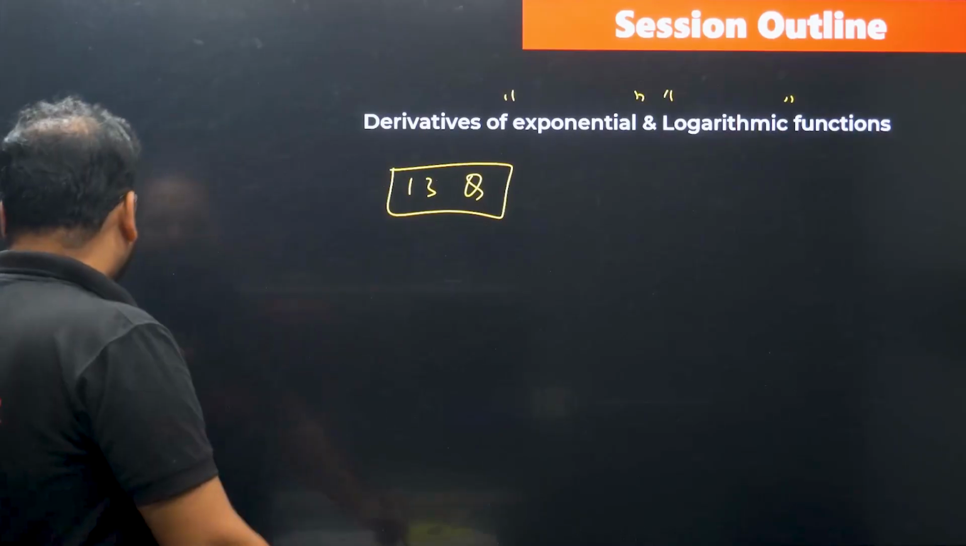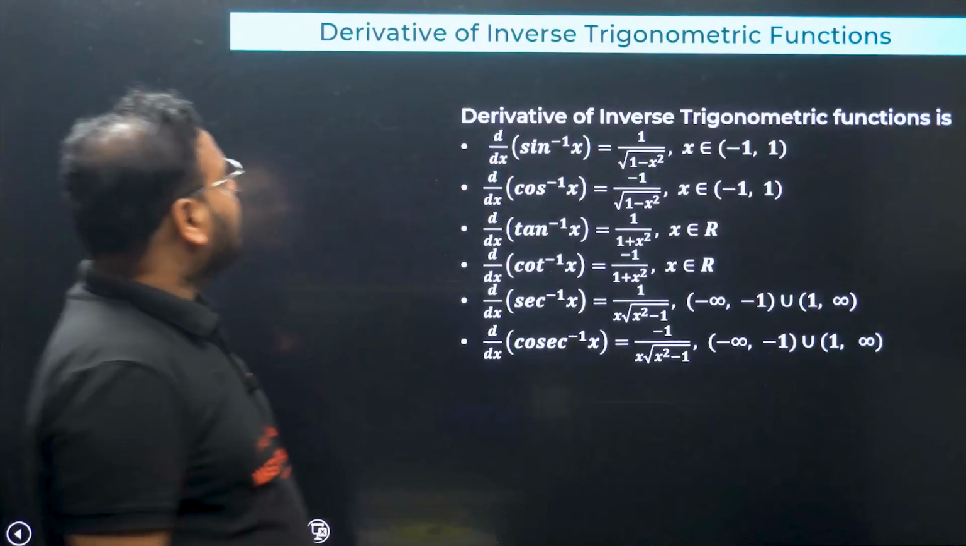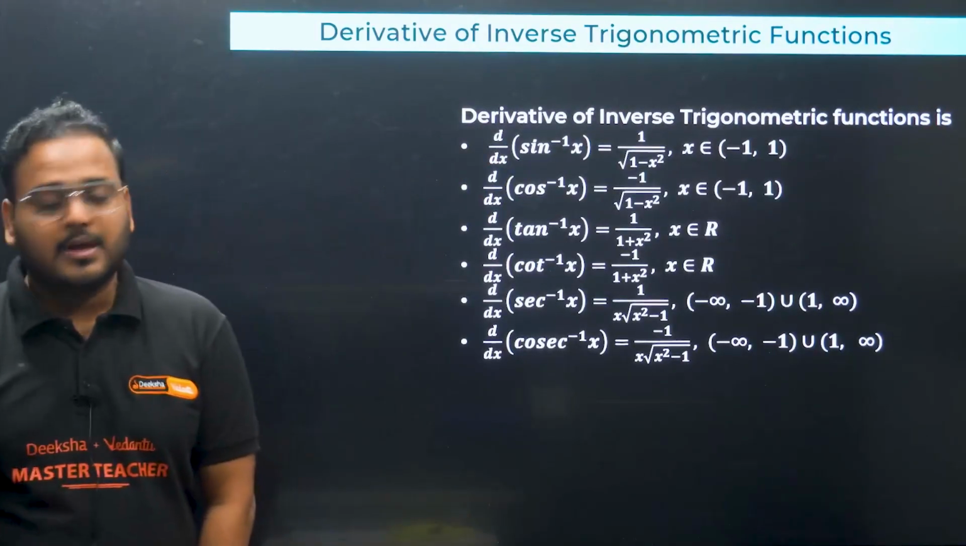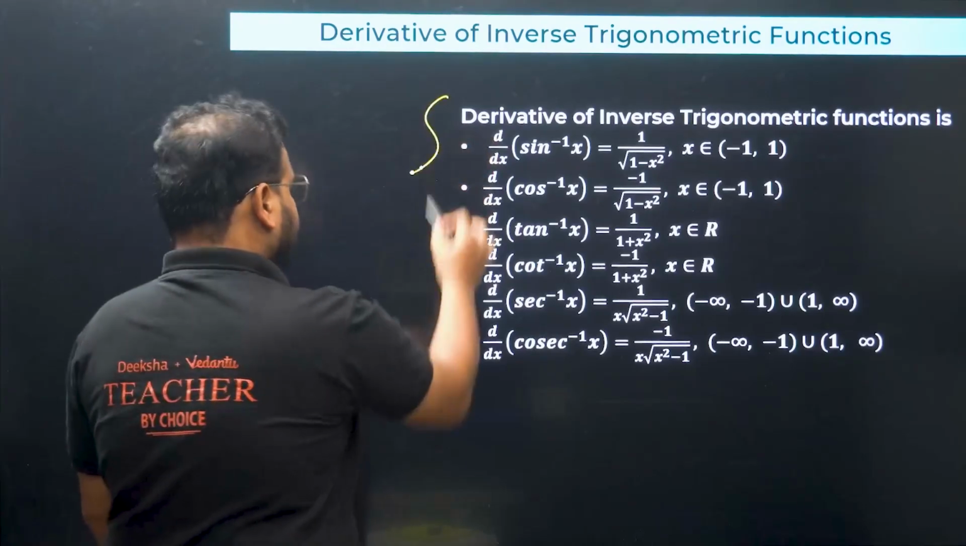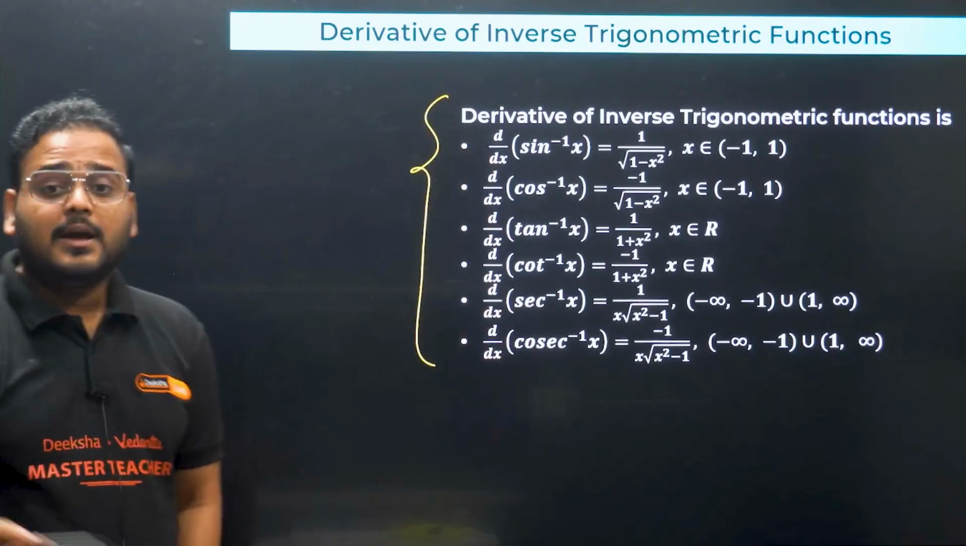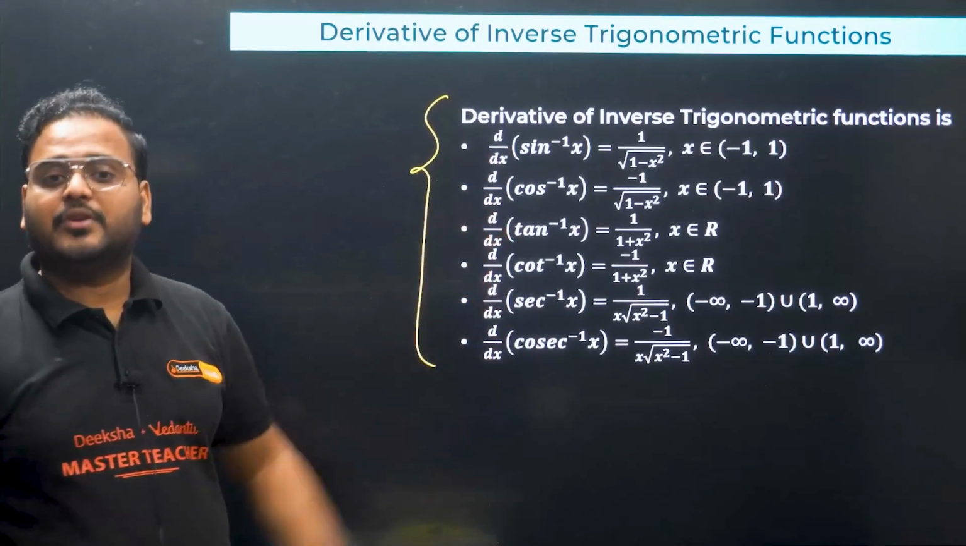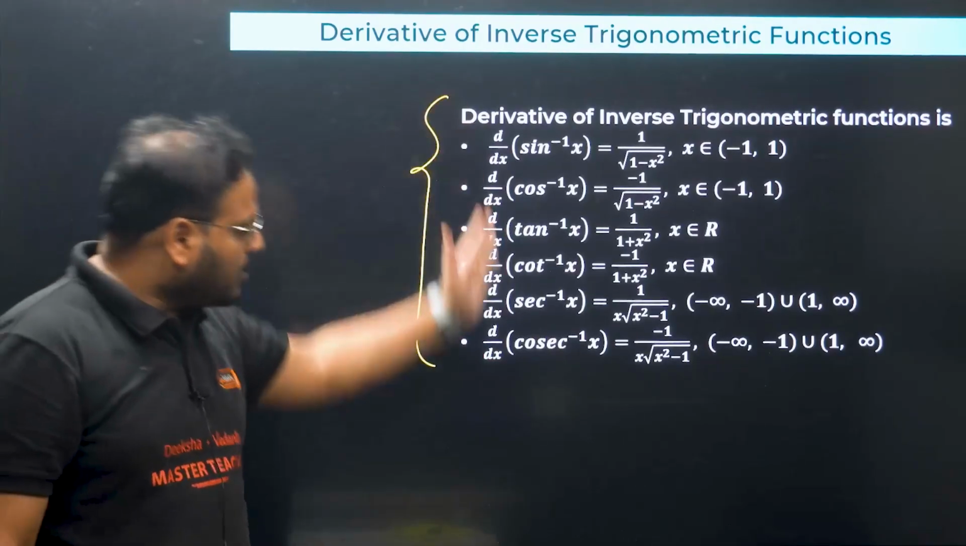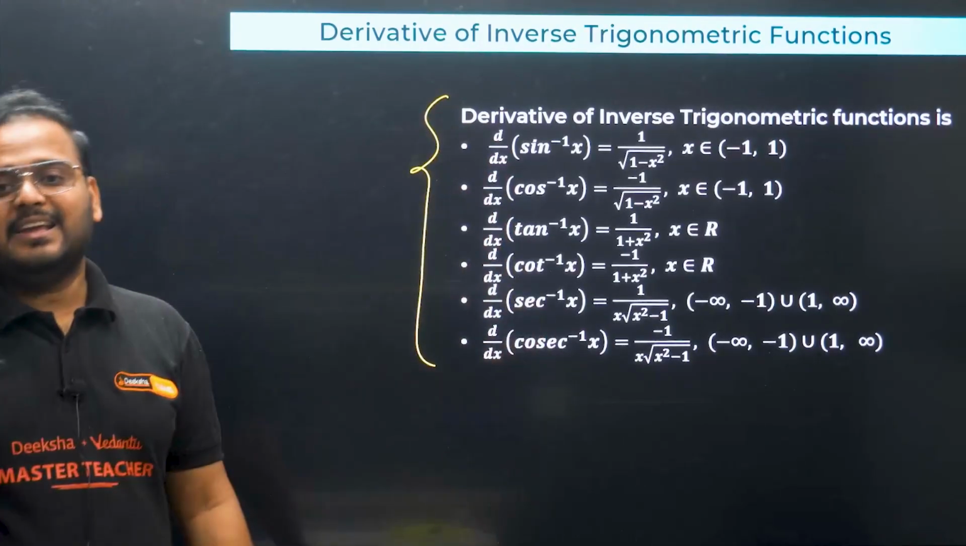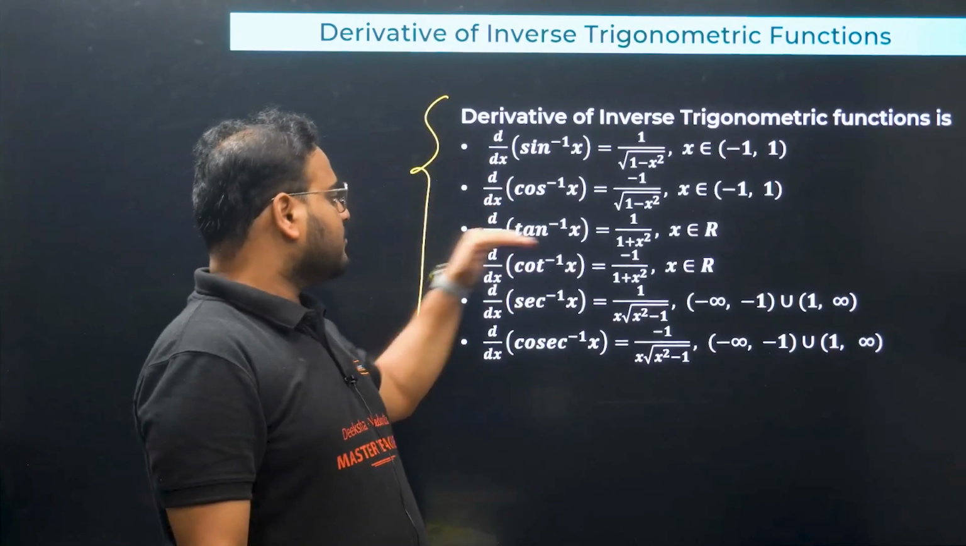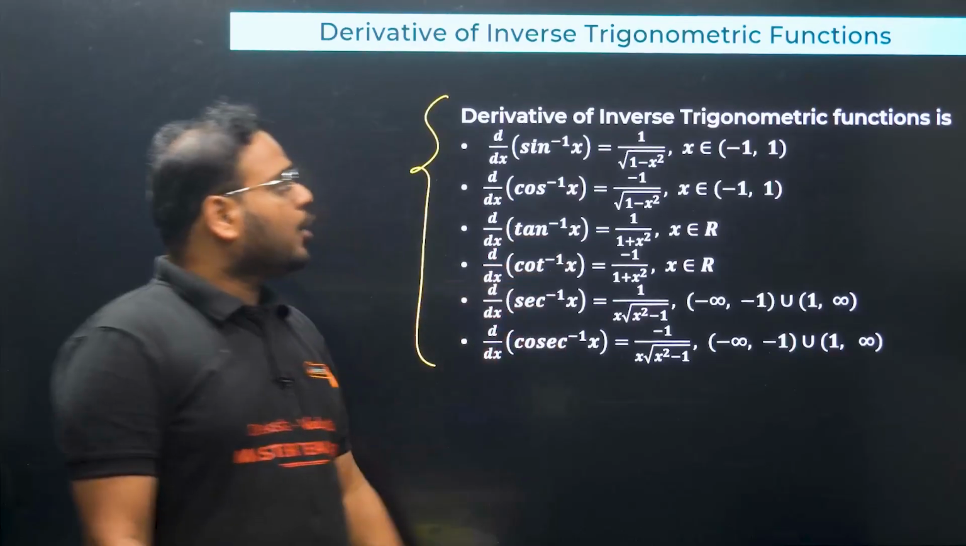Ready, sir? Let's start with the first thing, which is the derivative of inverse trigonometric functions. Why am I writing it over here? I've already given you these formulas, but you're going to see they will play a role in the question solving today. So I've given you a list of all the derivatives of all 6 ITFs: for sine inverse, cos inverse, tan inverse, cot inverse, sec inverse, and cosec inverse.